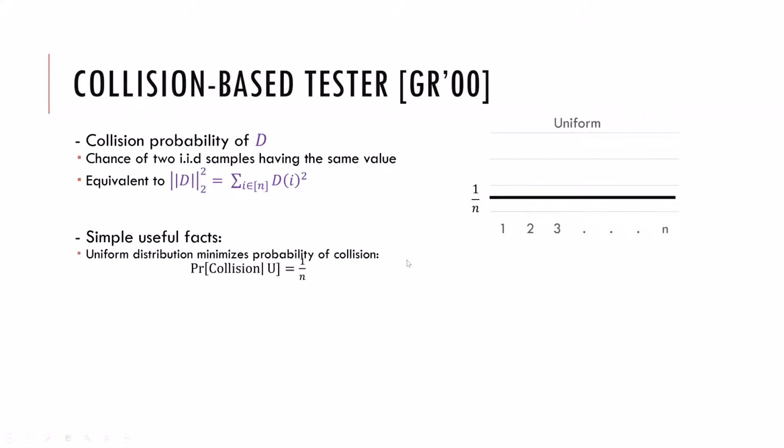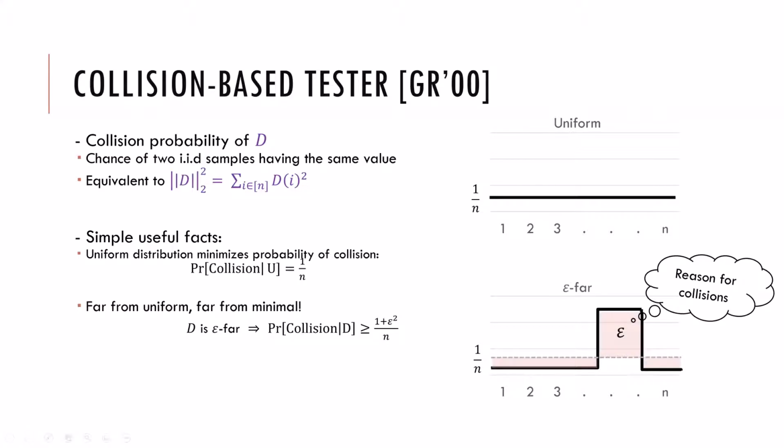This is quite known and trivial, but a tiny bit less trivial fact is that this is quite robust. Any distribution that is epsilon far from being uniform, where again we're epsilon far in L1 distance, has this condensed mass over few elements that would cause more collisions. It has a noticeably larger collision probability, at least 1 plus epsilon squared over n, which is a noticeable gap from the collision probability of the uniform distribution. So our strategy would be to estimate this collision probability of the distribution that we get samples from.